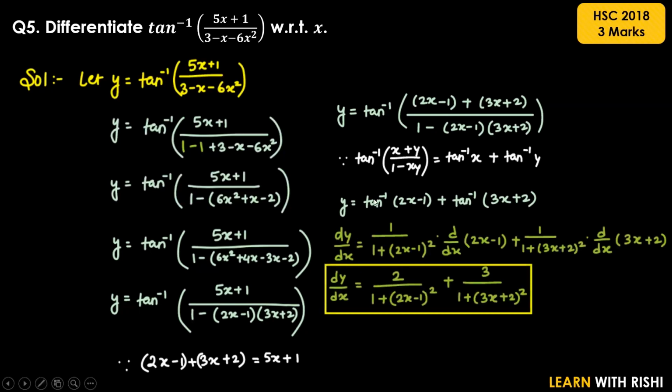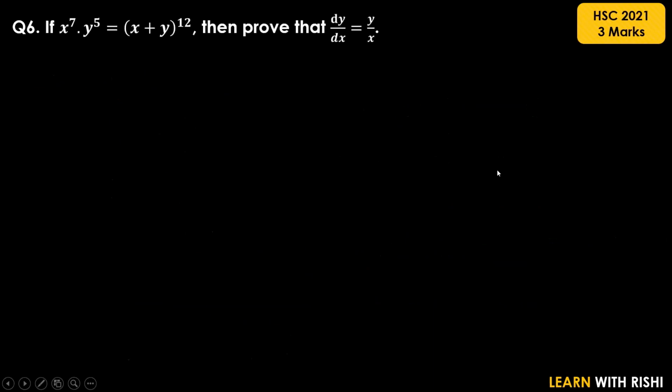So dy by dx is equal to, differentiation of tan inverse of x is 1 upon 1 plus x square. So it will be 1 upon 1 plus (2x minus 1) the whole square into derivative of 2x minus 1, plus tan inverse of 3x plus 2, after differentiating, we get 1 upon 1 plus (3x plus 2) the whole square into derivative of 3x plus 2. So the final answer will be, derivative of 2x minus 1 is 2 and derivative of 3x plus 2 is 3. So 2 upon 1 plus (2x minus 1) the whole square plus 3 upon 1 plus (3x plus 2) the whole square. Let us move to the next question.